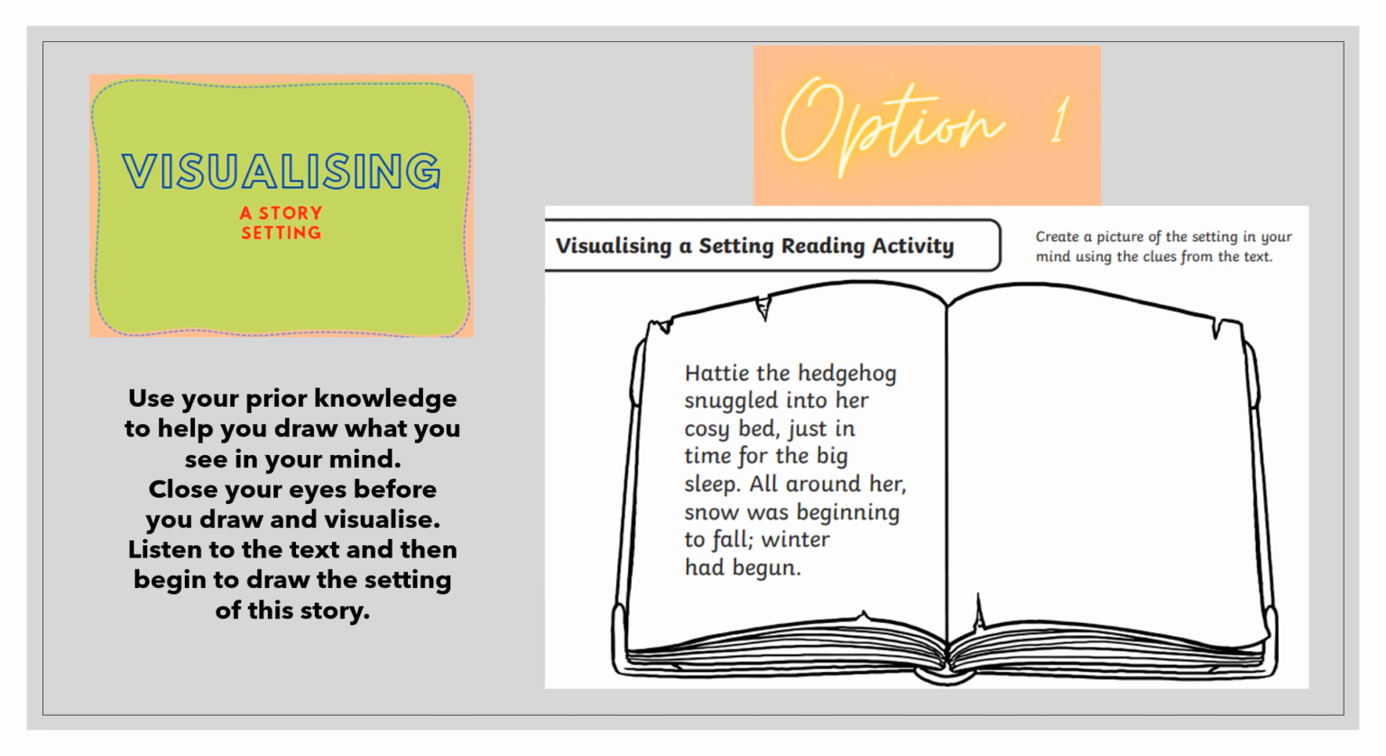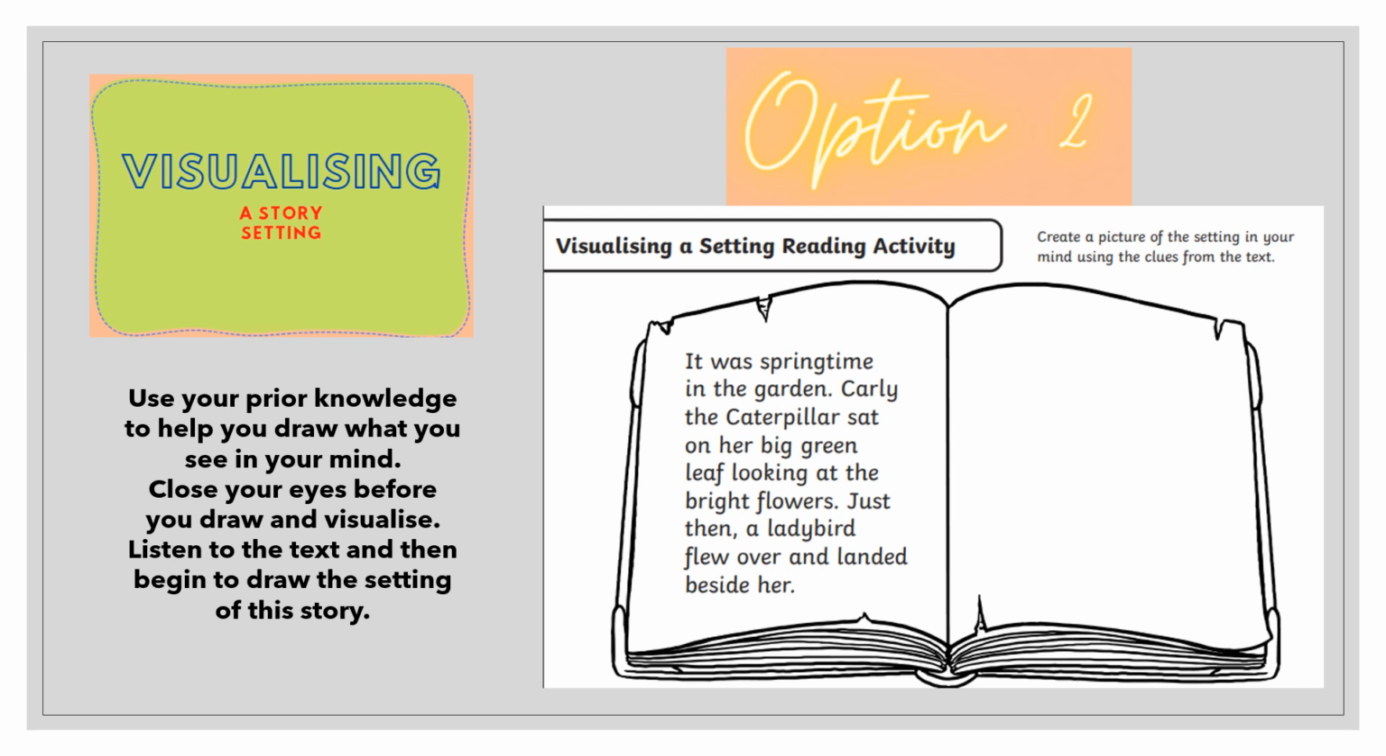Let's look at option 2. This is option 2. It was springtime in the garden. Carly the caterpillar sat on her big green leaf looking at the bright flowers. Just then, a ladybird flew over and landed beside her. So option 2, you might like to draw this story setting.